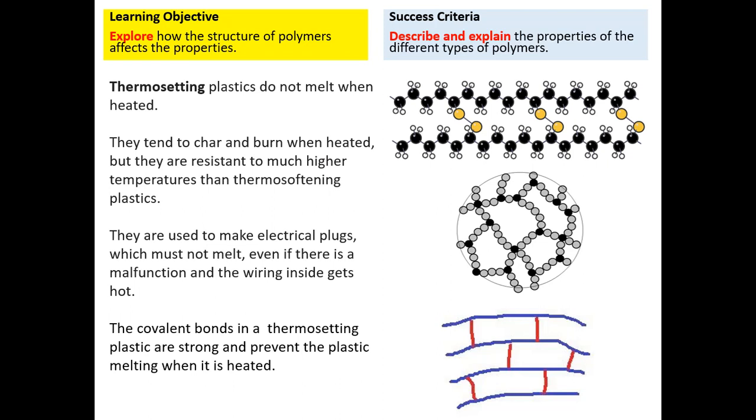So the key point is that the covalent bonds in a thermosetting plastic are strong. So they have cross links with strong bonds. And this means that even when you heat up the plastic and try and melt it, those cross links with really, really strong bonds, you don't overcome that bond enough to break them apart. And that's what gives it the properties of having very high melting points and being a lot stiffer.